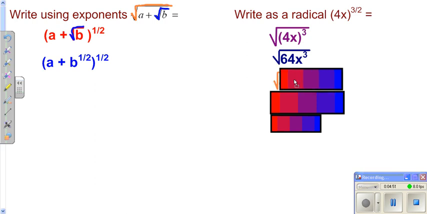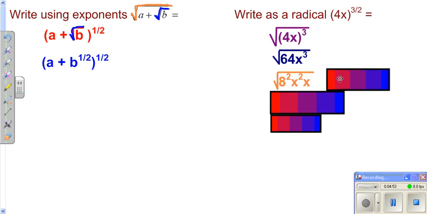The square root of 64, you should know. Also, since we're dealing with square root, we're going to try to write our x cubed as something squared times something else. So it's an x squared times an x to the first, because remember, you'd have to add your exponents to be able to get your 3.